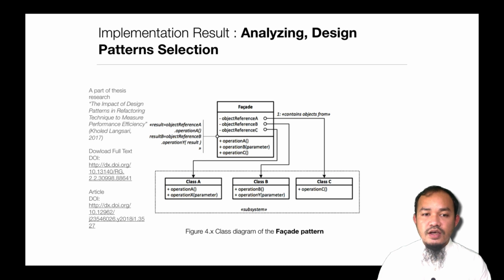To summarize, you see this one, the facade design pattern, right? You see from the facade to class A, class B, and class C. We can access classes A, B, C, D via the facade design pattern. The facade design pattern is used to access class A, B, and C via an interface, right?